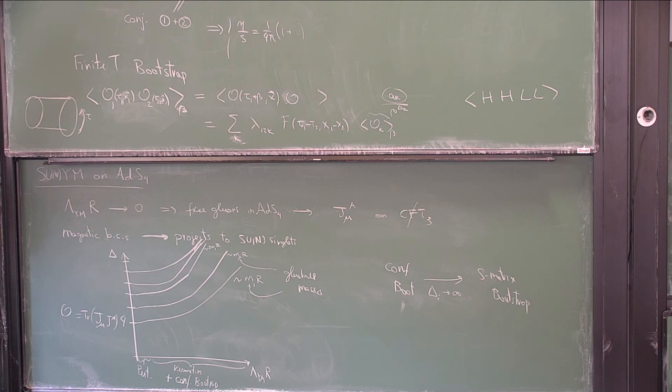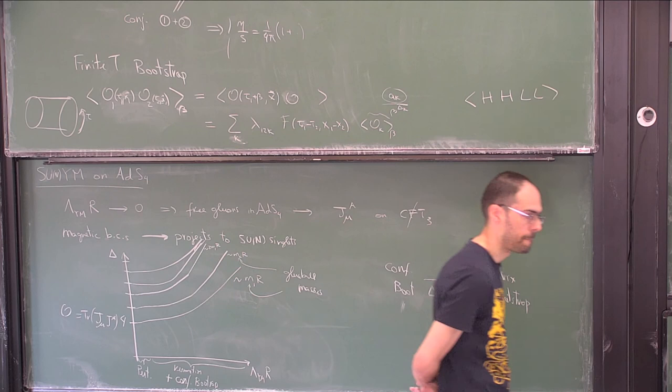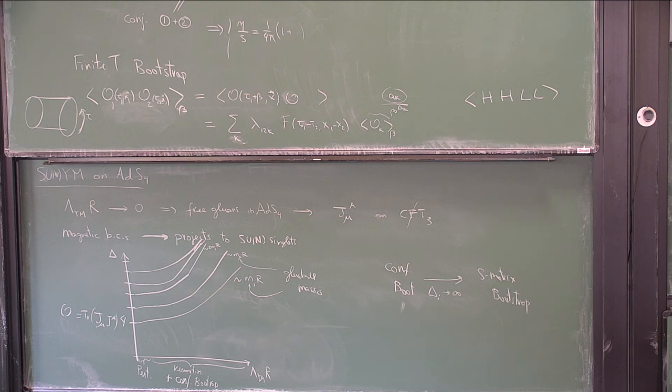Why do you say it's a multi-particle? Single trace. It's a single trace operator. So a single trace, but if we think of it from the point of view of flat space, those were two gluons. They were not bound together. But in flat space, we never do the S matrix bootstrap of gluons, right? We always do the S matrix bootstrap at some bound state of glue.